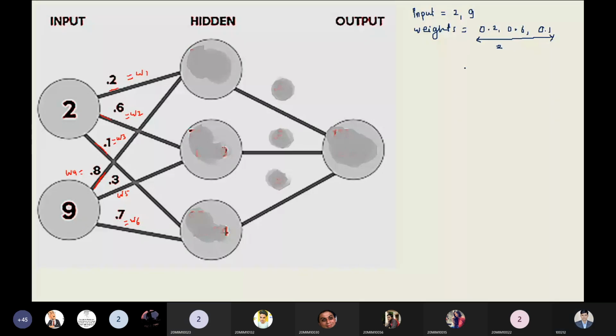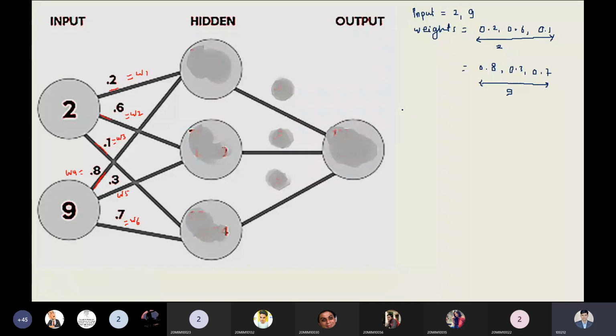Okay, good. And the other weights we have are 0.8, 0.3, and 0.7. These three weights are connected to our input value 9. Is it true? Yes, sir. Okay. Good. Super.